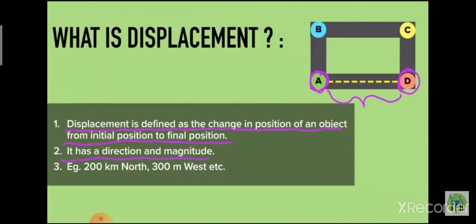It has a direction and magnitude. So you have to write direction as well as magnitude. Direction, how do you find? North, south, east or west. You have to remember this direction. An example of how to write displacement is 200 kilometer north, etc. So how will you write? 200 kilometer north, 300 meter west, etc. So this is how we write displacement.